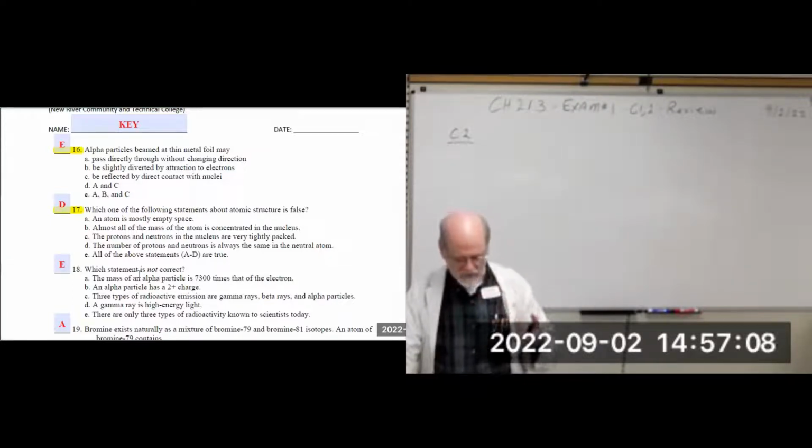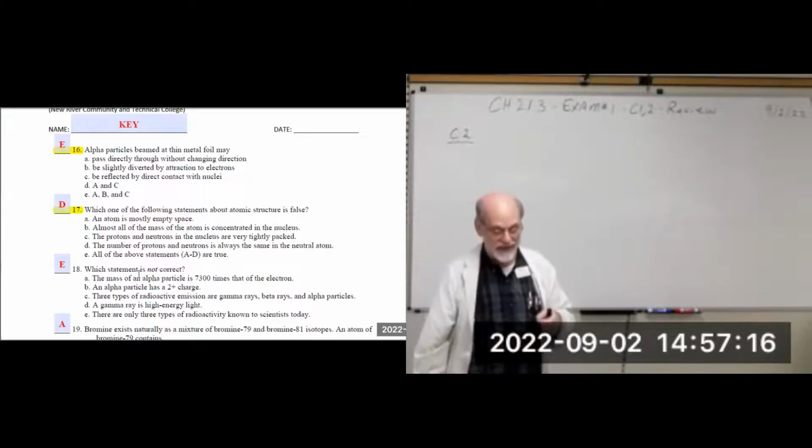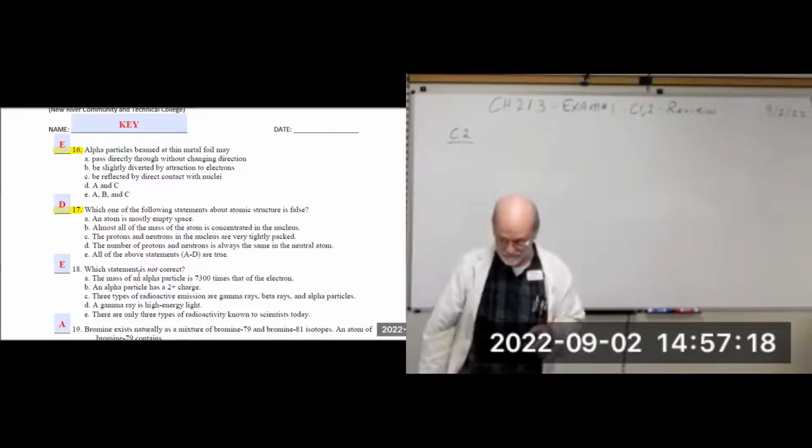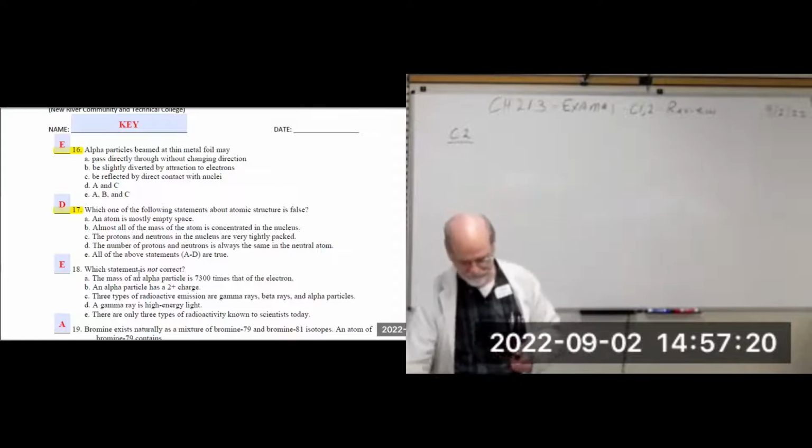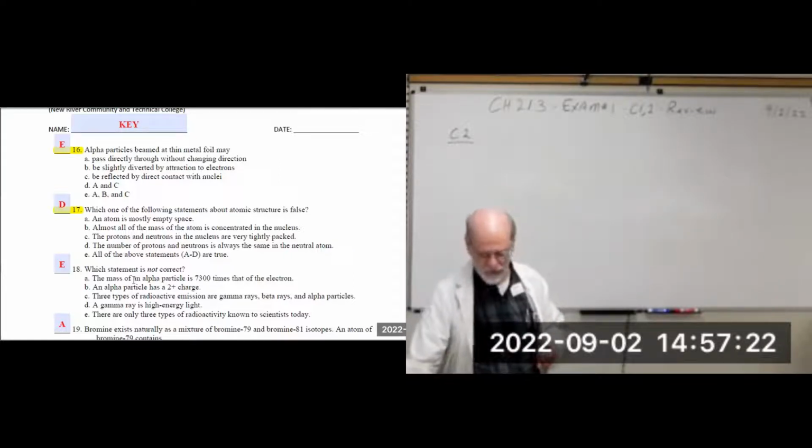Which one is false? The number of protons and neutrons is always the same in the neutral atom. Not always. We know about isotopes and we know about heavy elements. So D is false.